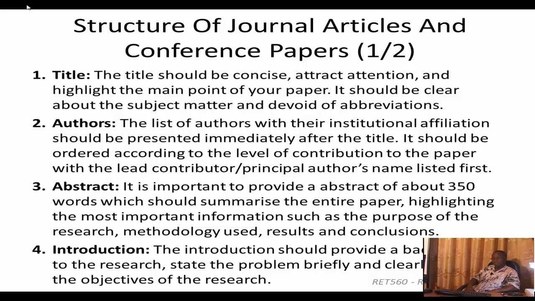Abstract. It is important to provide an abstract of about 350 words, which should summarize the entire paper, highlighting the most important information, such as the purpose of the research, the methodology used, the result and conclusion. Every abstract must have something about what the whole thing was about, why it was done, what was the purpose of the research. Then you must say something about how it was done. Even if it's one sentence, you have to say something about how it was done.